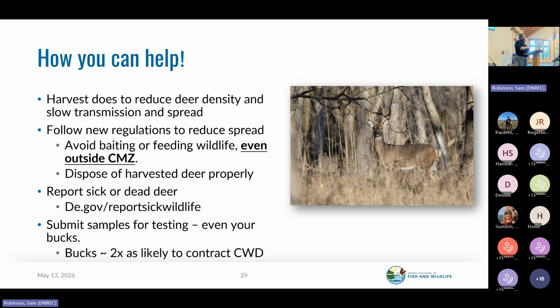Follow new regulations to reduce the spread, avoiding baiting within, and we ask even outside, the CMZ zone, though within it there might be that regulation. Dispose of harvested deer properly. Again, take it to your landfill or your trash can at your house. Report sick or dead deer to that website. It's a great website. Submit samples for testing, even if it's your buck, because bucks are two times as likely to contract CWD. So please, help us help you as best we can.